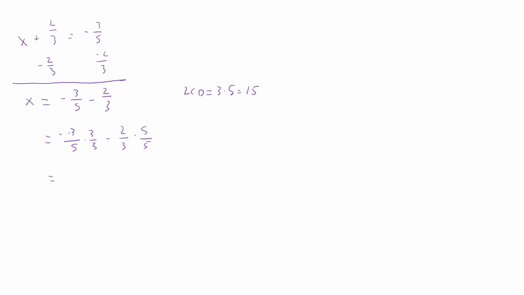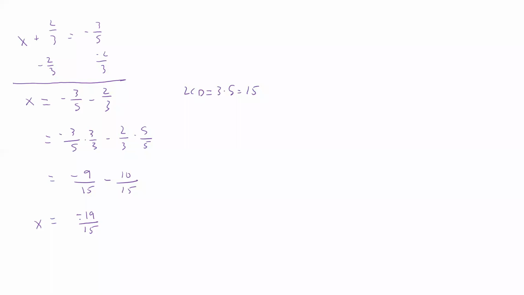So when we do that, we have a -3 times a positive 3 rather, and that's going to give us -9/15 minus 2 times 5, which is 10/15. Now, minus 9 minus 10 more is going to be minus 19/15, and so that's what our x is equal to.